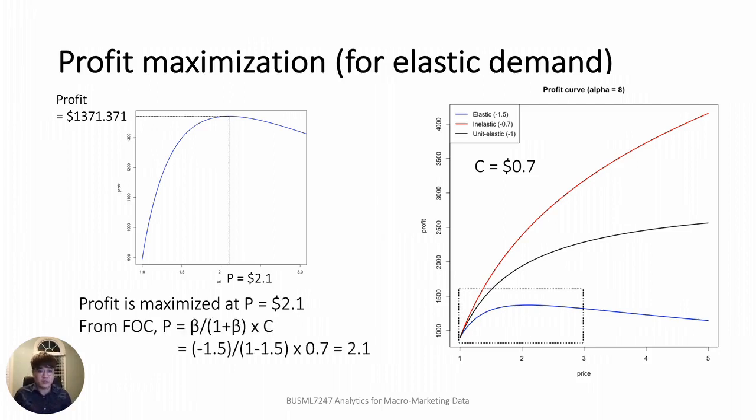From the first order condition, the maximum of profit is given when price is equal to beta over 1 plus beta times c. Because beta is minus 1.5 and c is assumed to be 0.7, the profit is maximized when price is equal to $2.1, the same as in the graph.